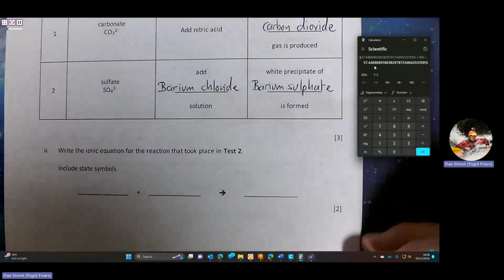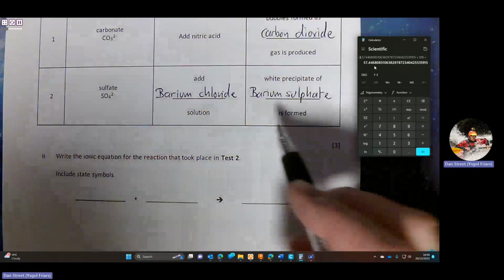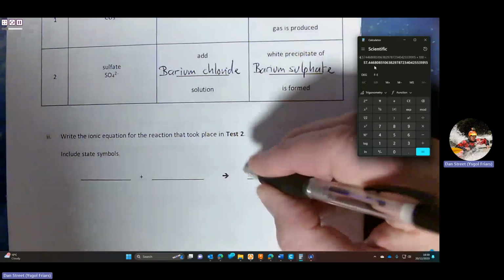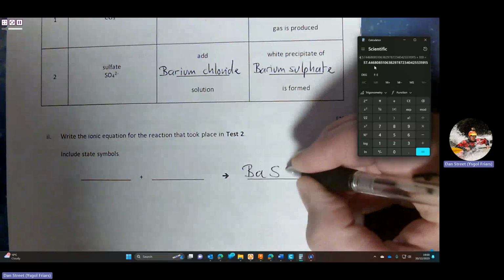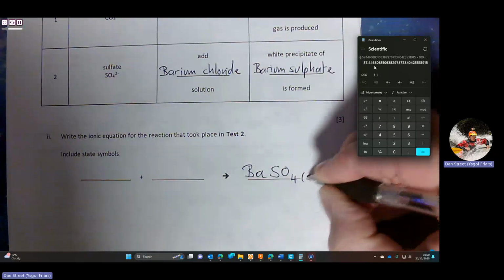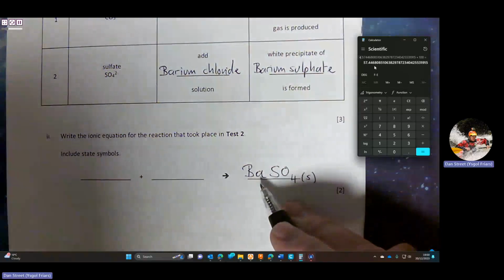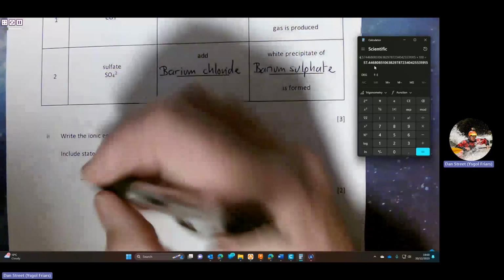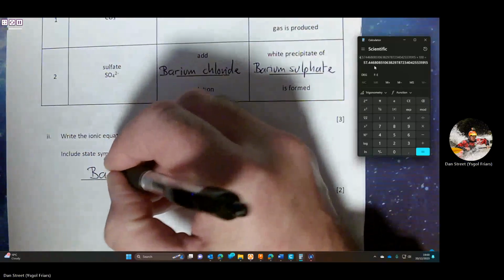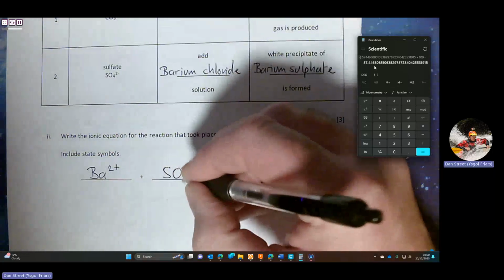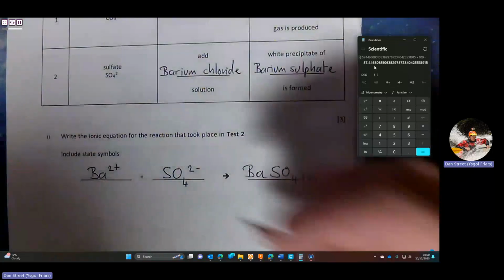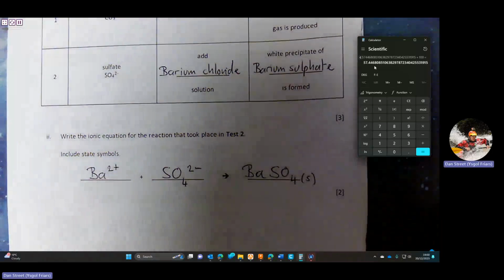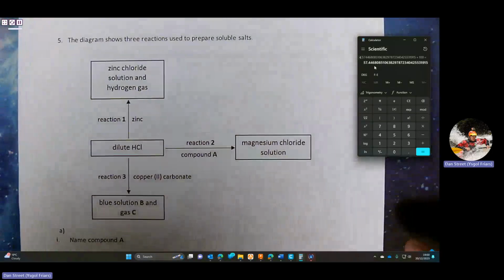Okay, write the ionic equation for the reaction that took place in test 2. So the product is barium sulfate. Barium is Ba and sulfate is SO4, and this is a solid. And just to confirm that barium is a 2+ ion, sulfate is a 2- ion, so that is the correct formula. And consequently, we'd need a Ba 2+ and an SO4 2-. Okay, the absence of an ion table in your paper, that would have been more difficult. Okay, number 5.